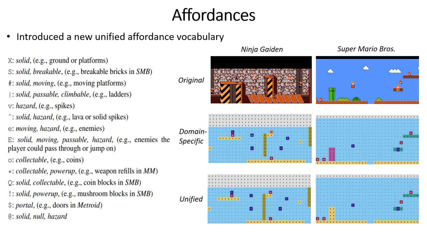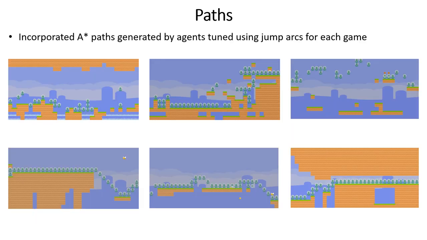Here we have an example each from Ninja Gaiden and Mario, showing an original level segment which is translated to its domain-specific tileset, which is in turn translated to a unified tileset as defined by our vocabulary. We also annotate all input levels used for training with paths generated by an A-star agent tuned using the specific jump arcs for each game. This allows us to capture some of the gameplay behavior and mechanics of the original games in addition to level structure. Also, unlike prior work, this enables us to generate blended content that is mostly playable, as shown in these examples.